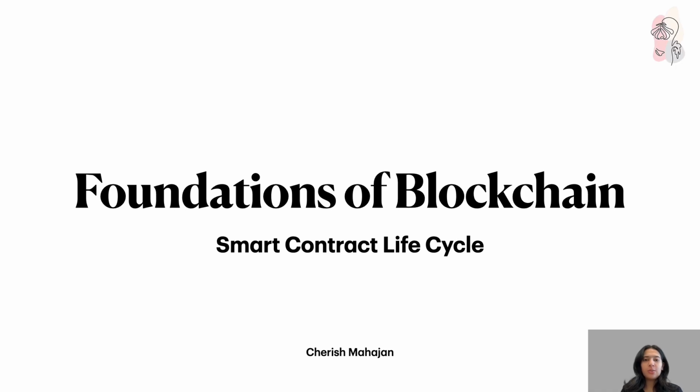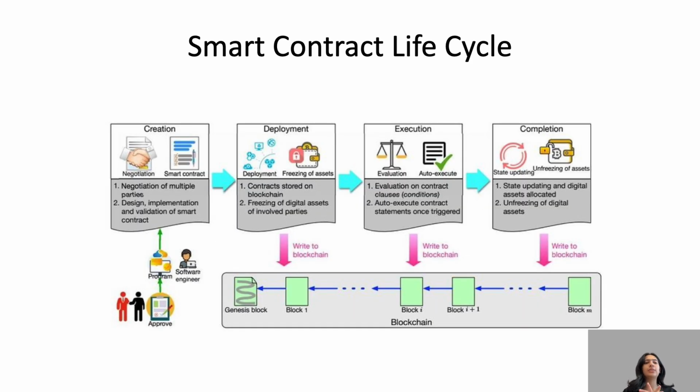Hello everyone. In this video lecture, we're going to talk about the smart contract life cycle, because the life cycle of a smart contract starts from the creation phase and goes all the way to completion. A smart contract doesn't just appear and run automatically; it goes through four main phases, which we're going to study in detail as we move through the slide deck: creation, deployment, execution, and the finalization of the contract.